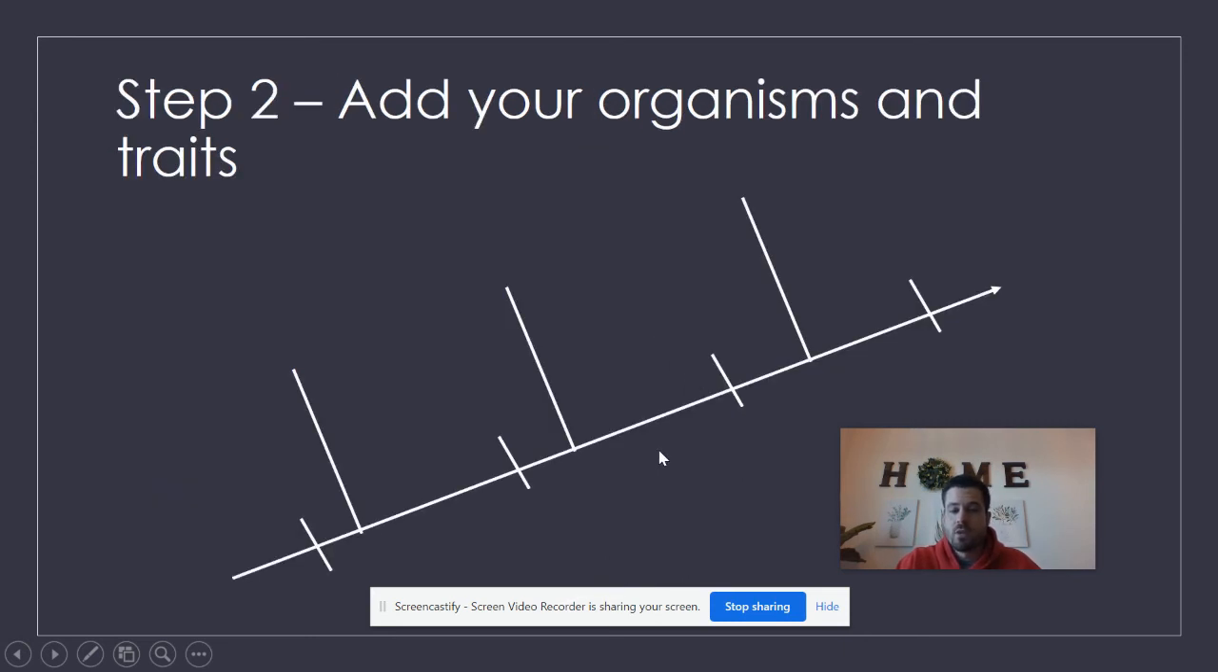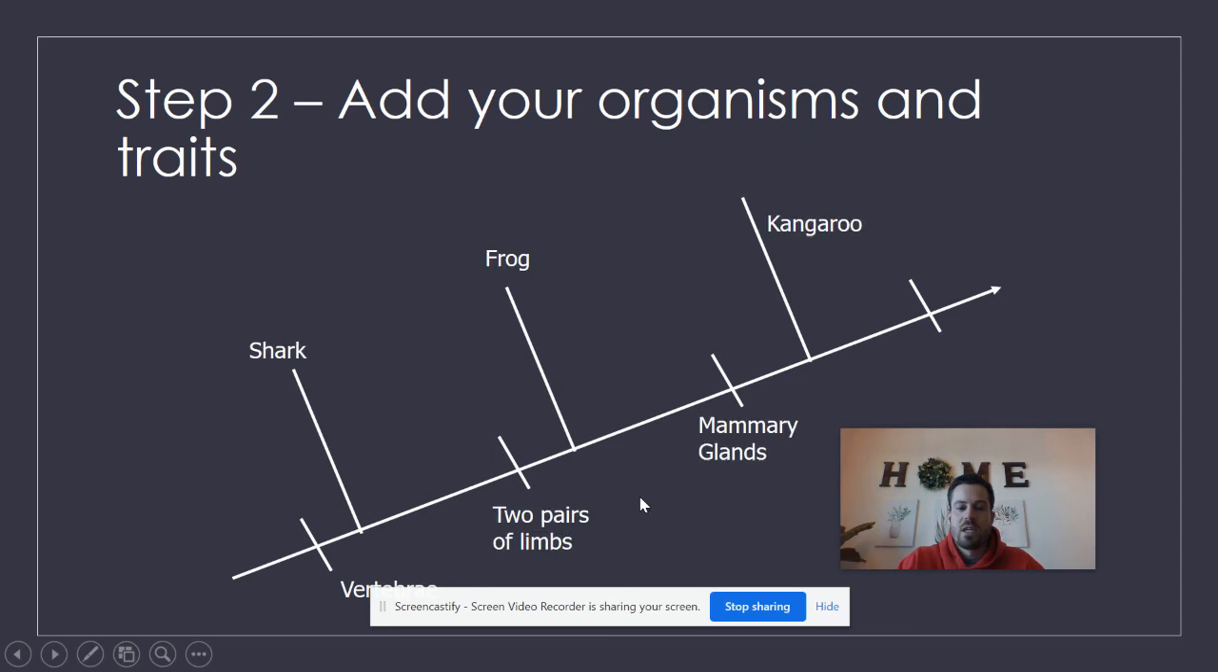So then what you do is you draw your line and you add little lines for the traits and bigger lines for the animals. And you add everything on. What it really shows is how these things developed. Okay, so first organisms had vertebrae. All of these have vertebrae because it's lower on the cladogram. And then eventually the trait of having 2 pairs of limbs evolved. Right? And we have frogs that have those. And then mammary glands evolved.